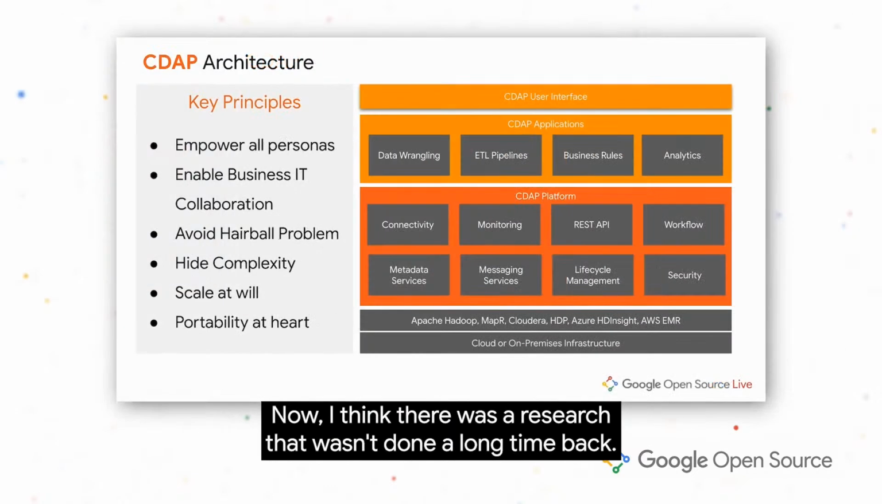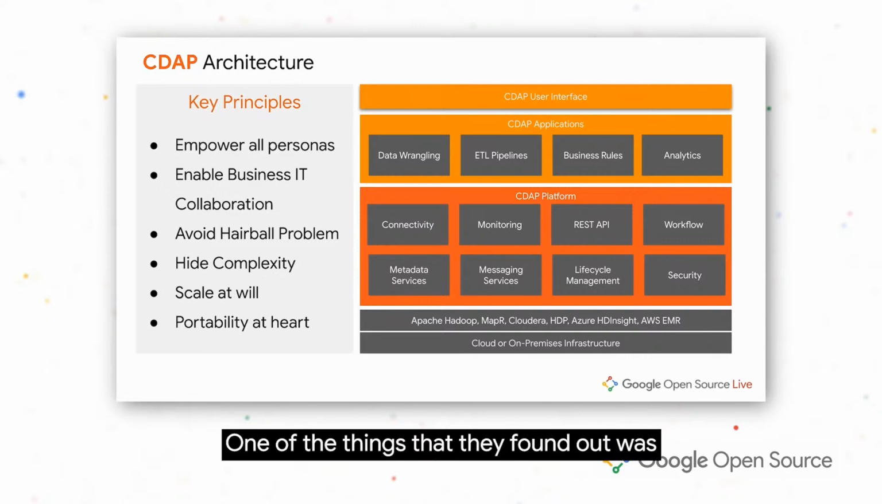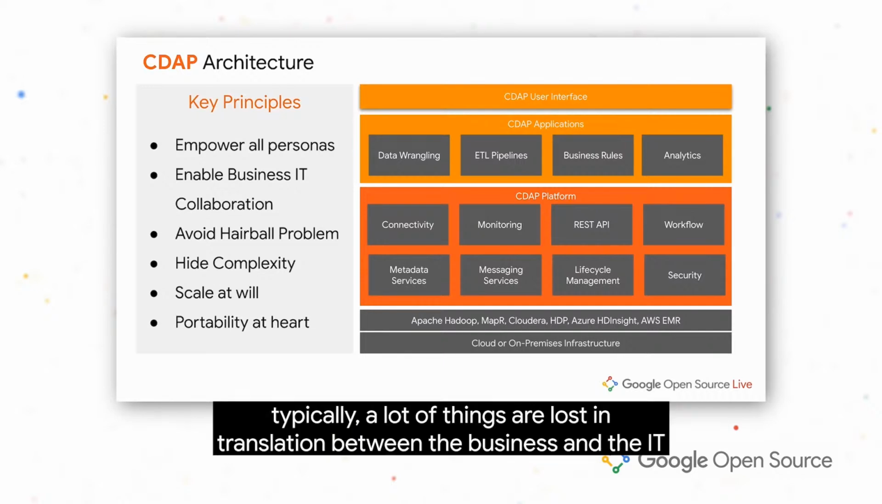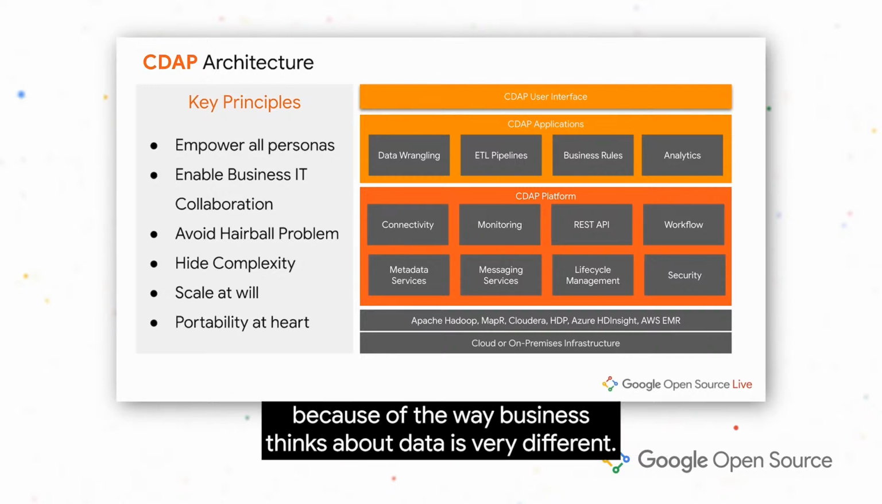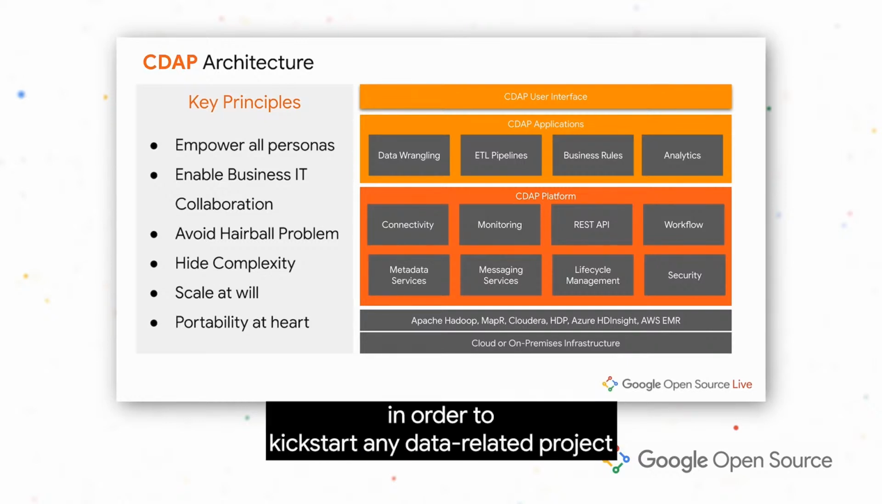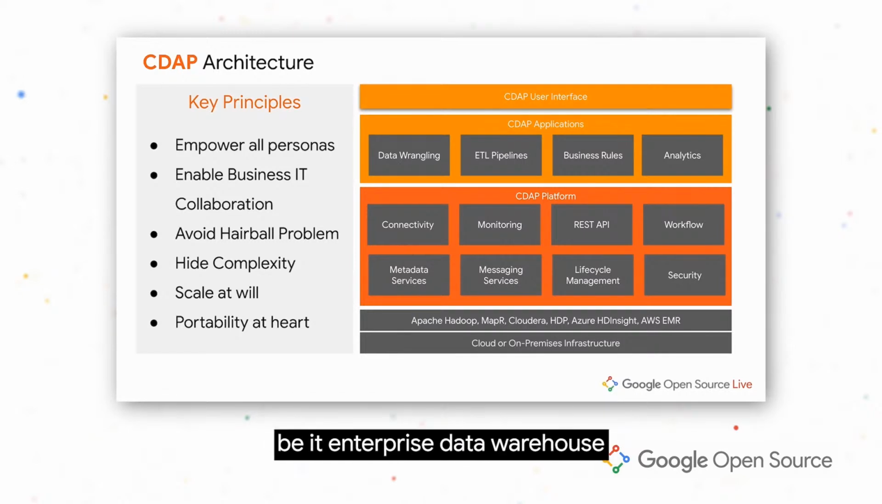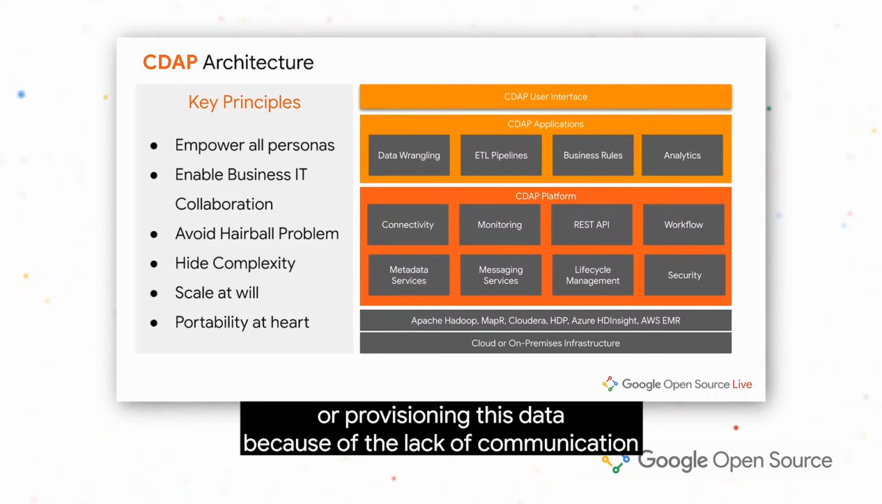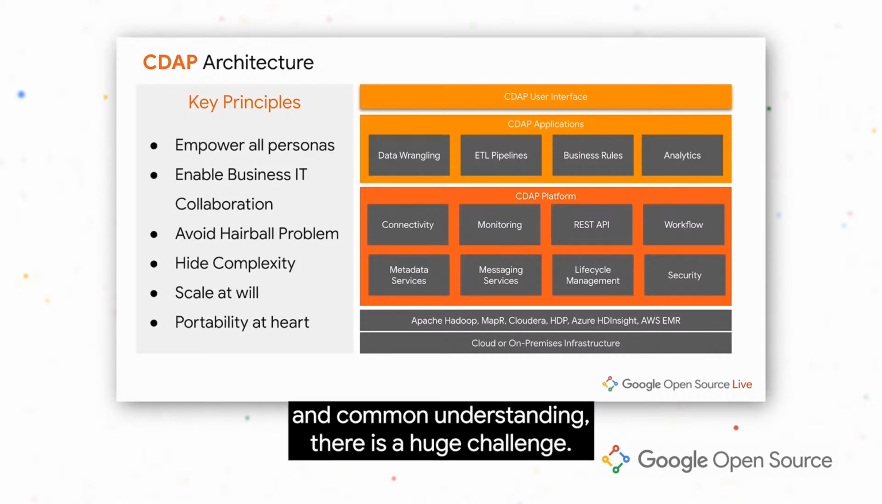There was a research done a long time back. One of the things they found was that a lot of things are lost in translation between the business and IT, because the way business thinks about data is very different. So you lose about 6 to 8 months to kickstart any data related project, be it an enterprise data warehouse, data mart, data lake, or provisioning this data. Because of the lack of communication and common understanding, there is a huge challenge.